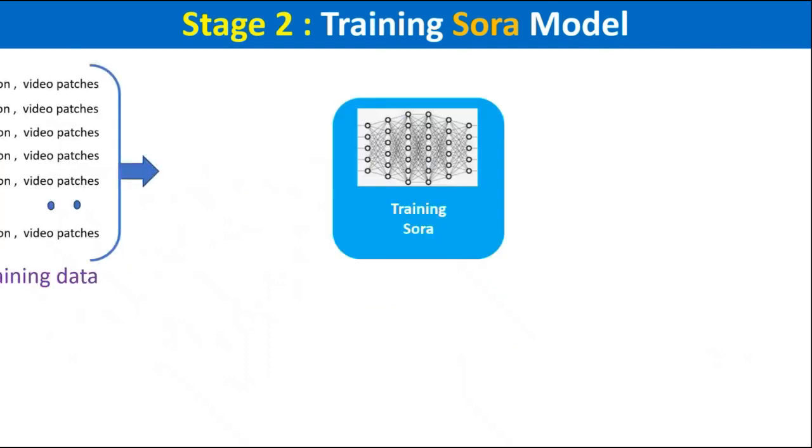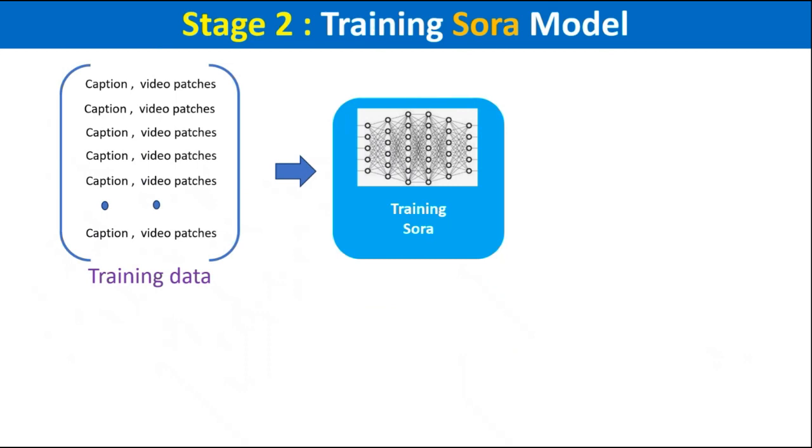Now let us try to build an intuition on stage 2, where the training of the Sora model happens. Transformers have demonstrated remarkable scaling properties across a variety of domains, including language modeling, computer vision, and image generation. So Sora is also trained as a diffusion transformer. We start with a deep neural network algorithm, a piece of software code, and training data consists of a paired set of text captions and corresponding video patches. The algorithm's primary function is to learn patterns within those training samples, store the learned patterns in memory and produce an output called the trained model. In this case, it is Sora.